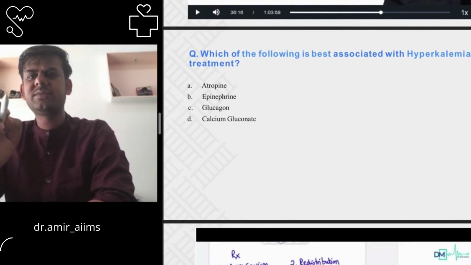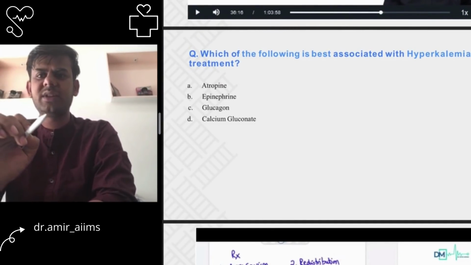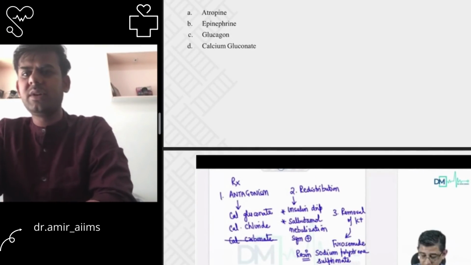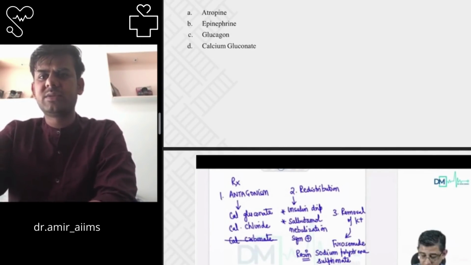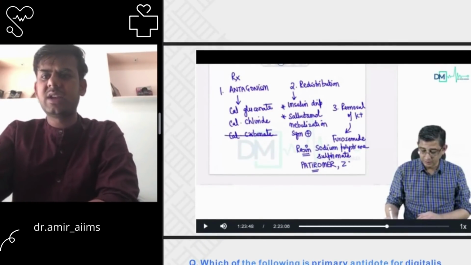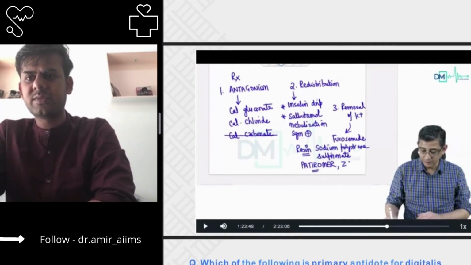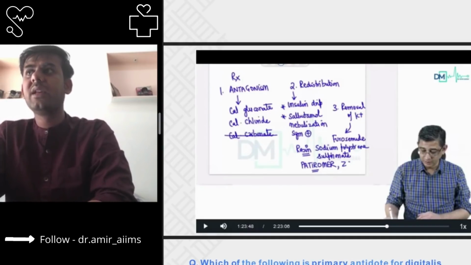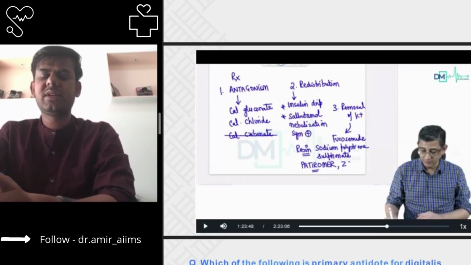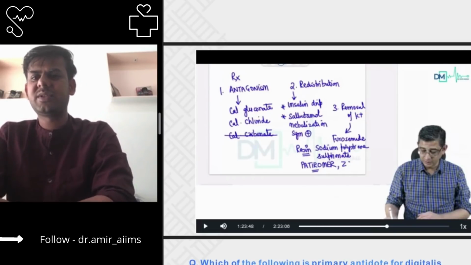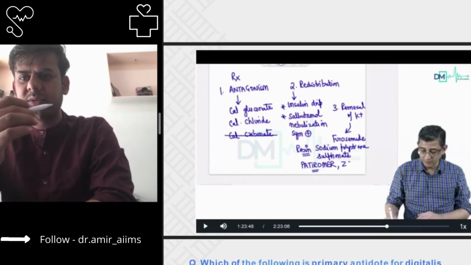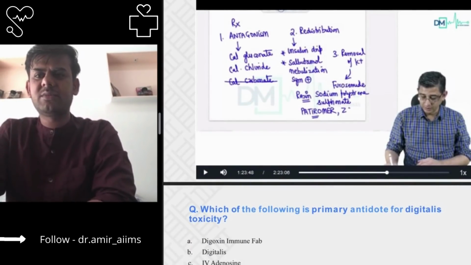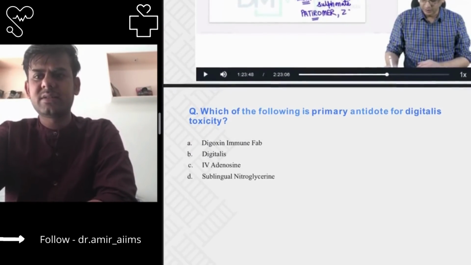Another question was, which of the following is best associated with hyperkalemia treatment? So, treatment of hyperkalemia: you start the treatment with calcium gluconate, which is the antagonist. Other things we use are insulin drip, because insulin shifts extracellular potassium into the intracellular compartment, salbutamol nebulization, and removal of potassium either by dialysis or by binding resins.